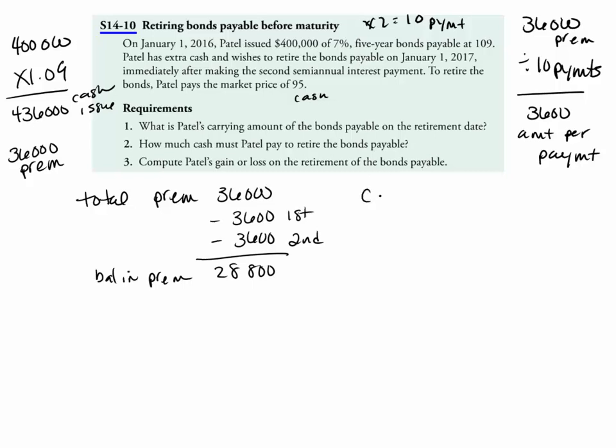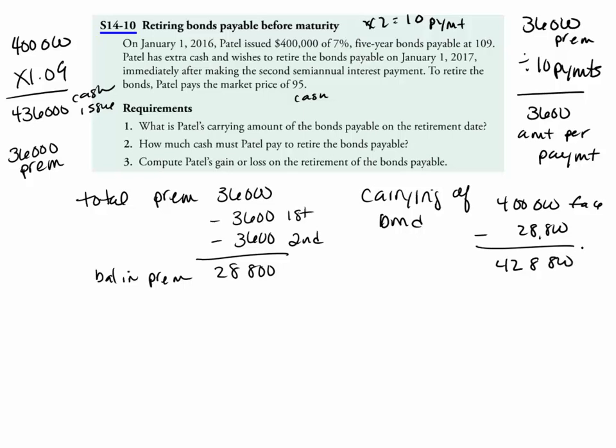So therefore, the carrying amount of this bond is the face value, which is $400,000, minus the $28,800 that's left. So the carrying amount is $428,800. That's essentially what this bond is worth right now.